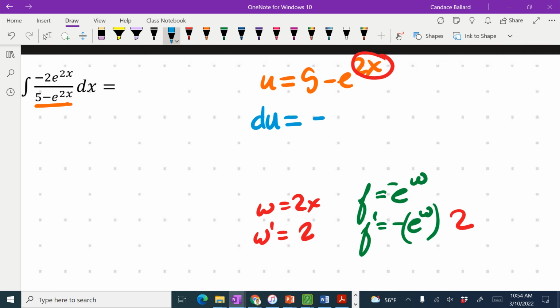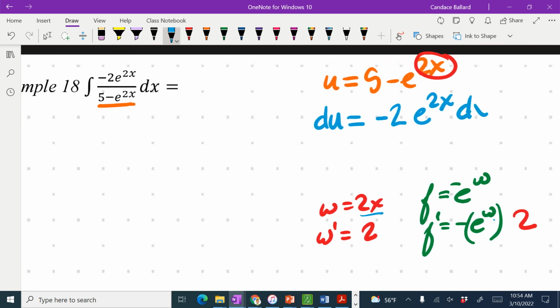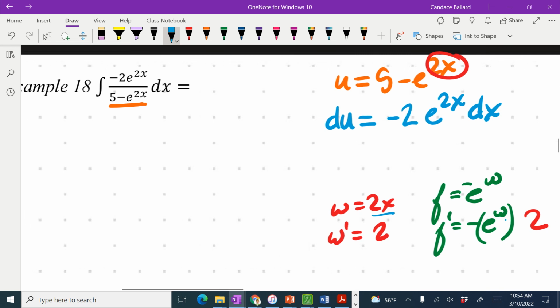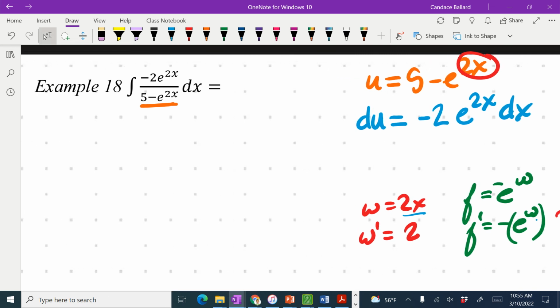All right, I'm going to write it down up here. I already wrote the negative. I'm going to put the 2 in front, e, and I'm going to substitute the W back in, which was a 2x, and then put a dx at the end. The good news is, does that look really familiar? Yeah, it was what was in the numerator. Yay, right?